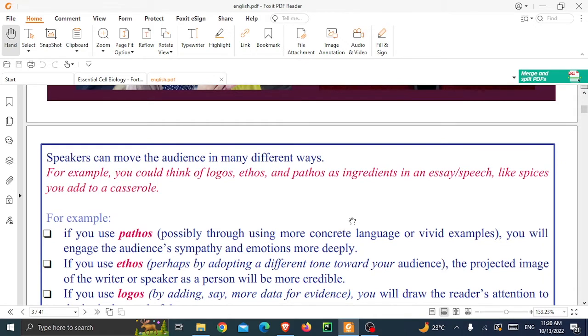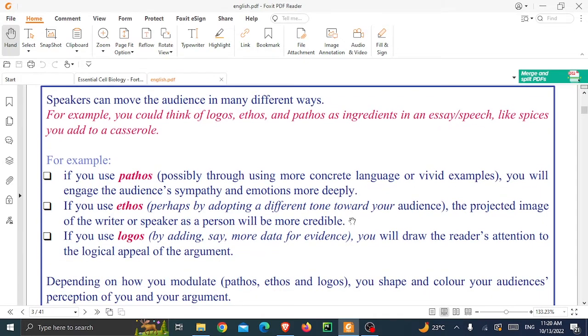So we start with the definition of ethos, pathos, and logos. If someone uses pathos, for example, that means they want to engage the audience's sympathy and emotions and make them move with them. They want to use the sympathy of the audience as an advantage in their speech. If they use the ethos, the ethos mainly focuses on the tone or the perceived image of the writer or the speech giver.